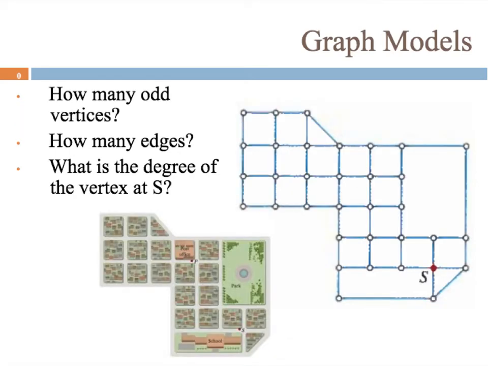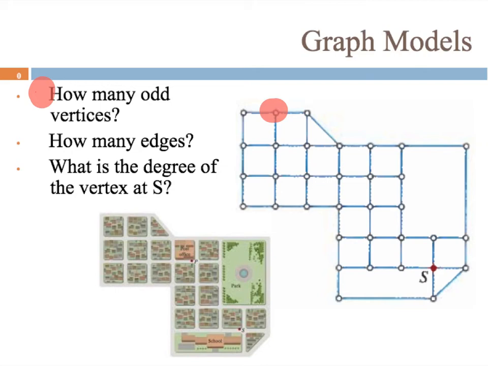Alright, so back to that security officer problem. We're not going to really solve it completely right now. We're just going to answer these three questions. How many odd vertices are there? What we're looking for are vertices with an odd number of edges connected to them. Let's label this as red. When I see an odd vertex, I'm going to mark it red. So there's an odd vertex.